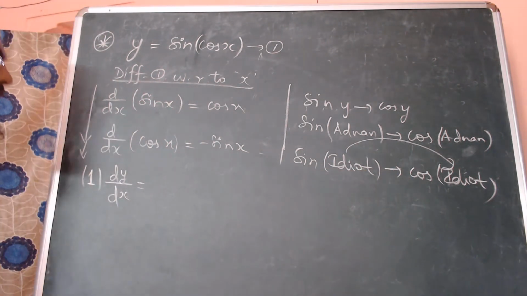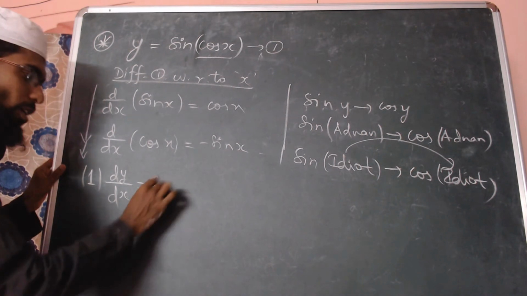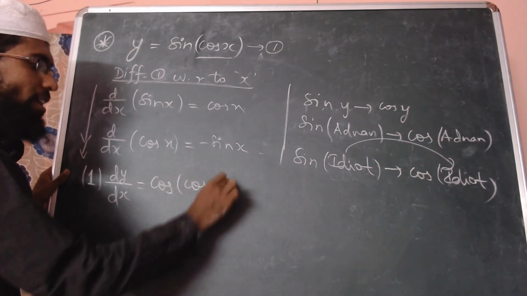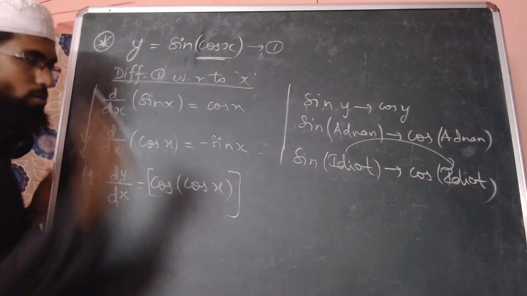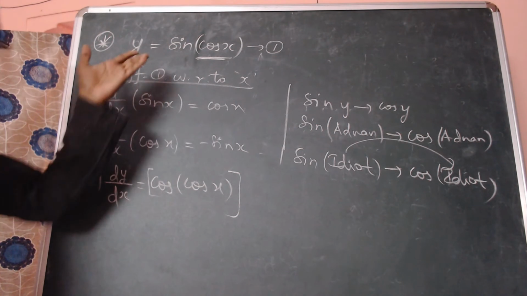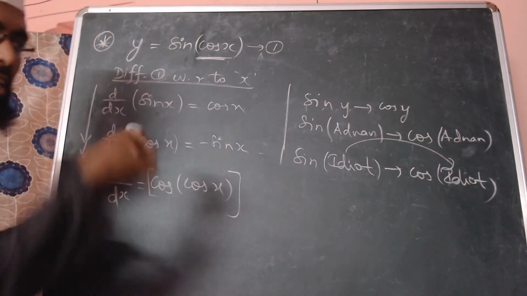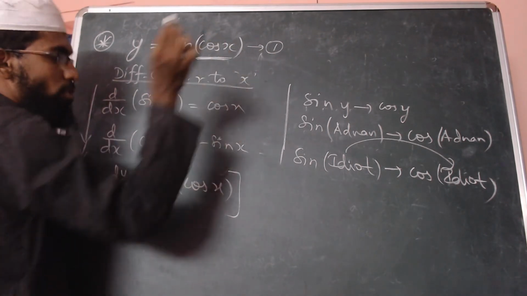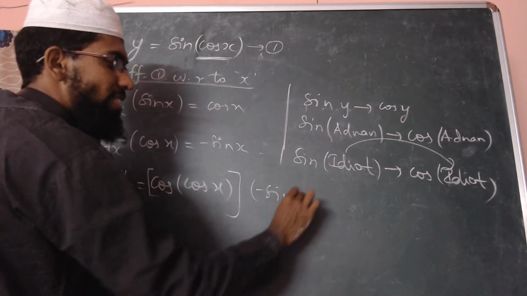Now in the same way, the derivative of sin of cos x will be cos of cos x. Now I have to differentiate this cos x. We are familiar with this: if it is sin 2x, we write cos 2x and then differentiate the 2x. Same way, sin of cos x gives cos of cos x, then I have to differentiate this cos x. What is the derivative of cos x? It is minus sin x.